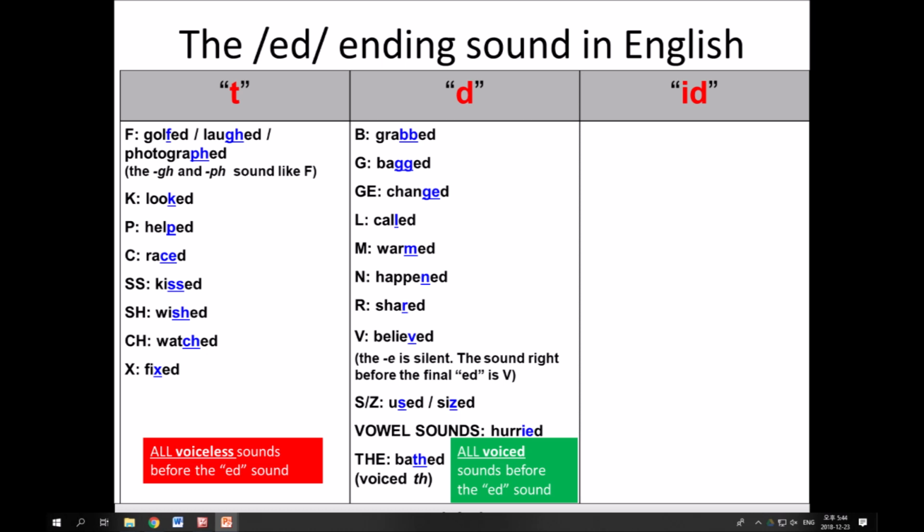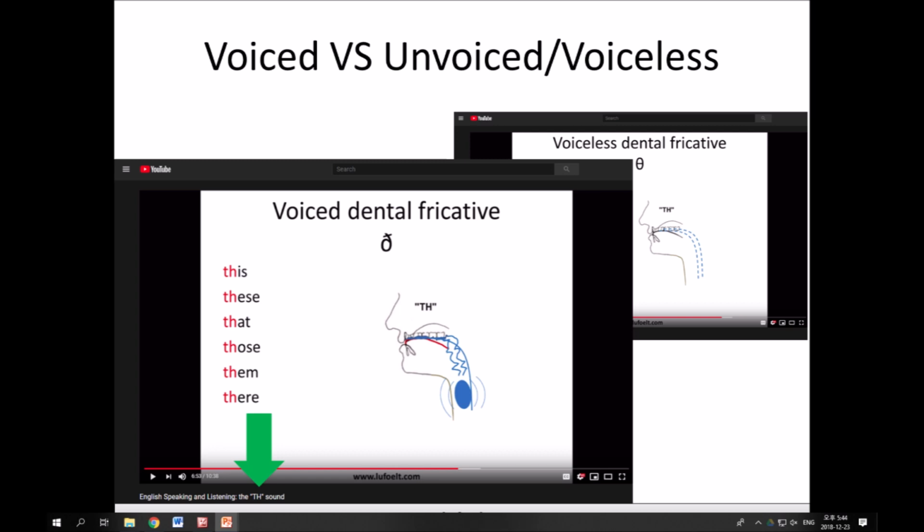And if you want to know more about voiced or unvoiced, also sometimes called voiceless, I have a part in the video about the two different pronunciations for TH. I cover this, but basically voiced is when you vibrate your throat to make a sound, and voiceless or unvoiced is when you don't use your throat for making a sound. You're making the sound only in your mouth, and usually by pushing air out through your mouth.